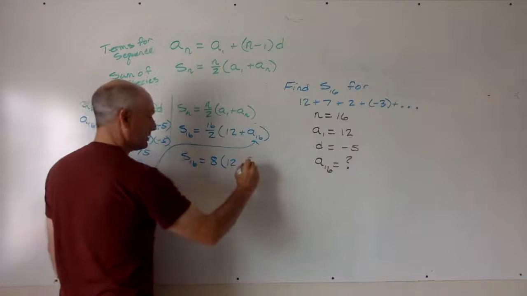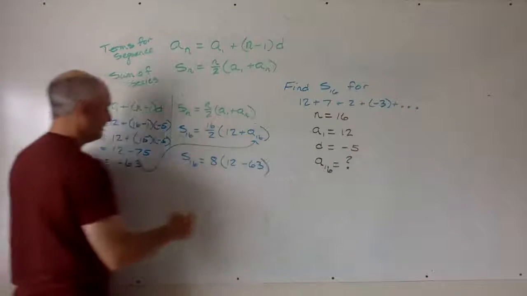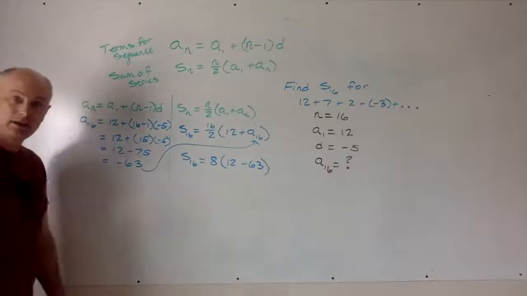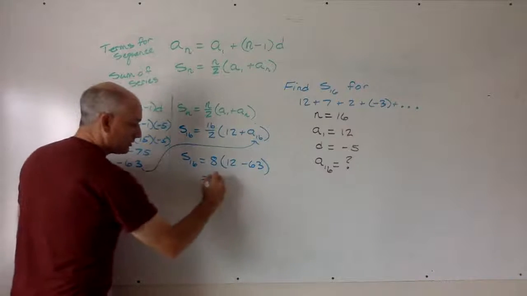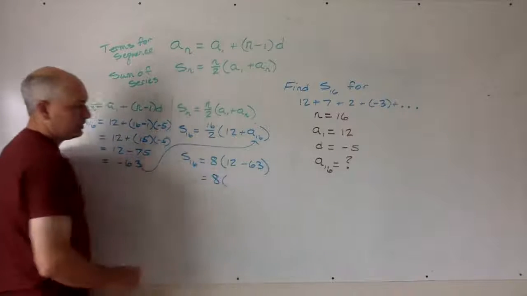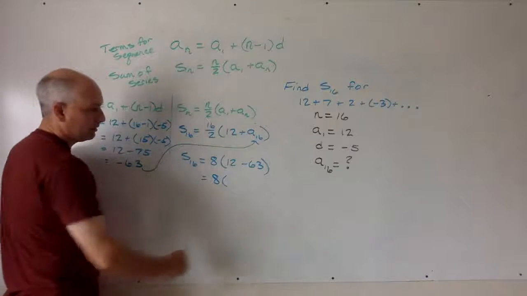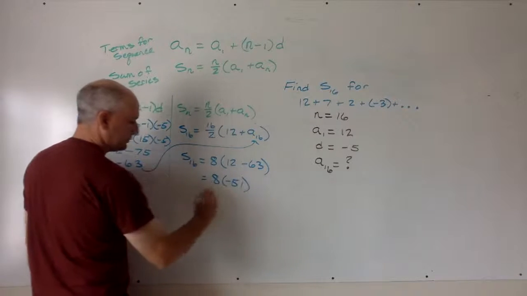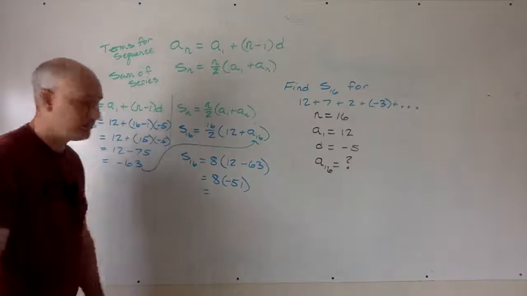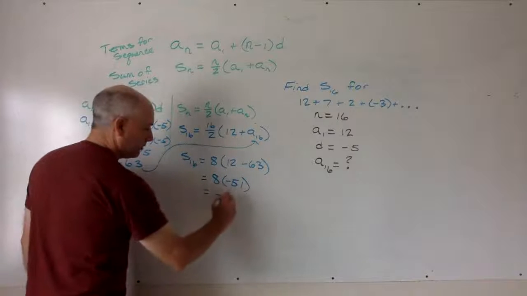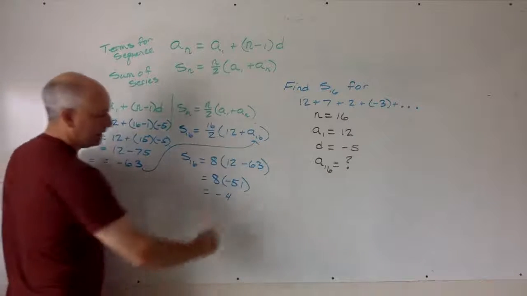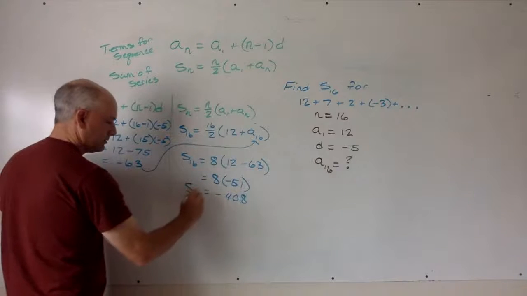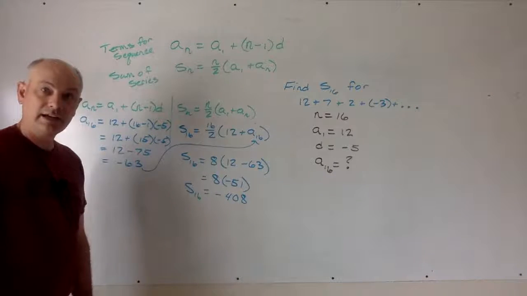12 minus 63, again, given that I've done my math correctly over here, 5 minus 2 is 3, 7 minus 1 is 6, and I just keep going. So 8, 63 minus 10 is 53, that would be 51, but a negative. I just multiply 8 times 51, negative 408. And I've got my sum.